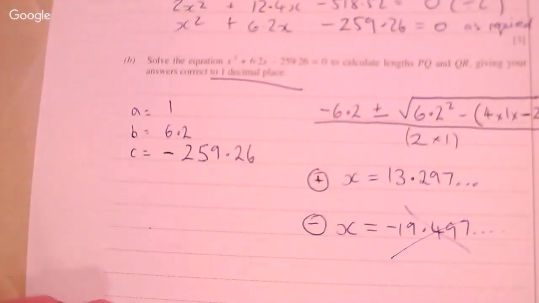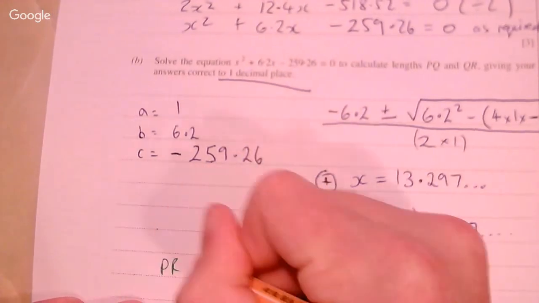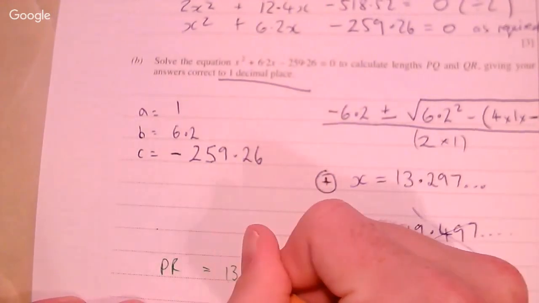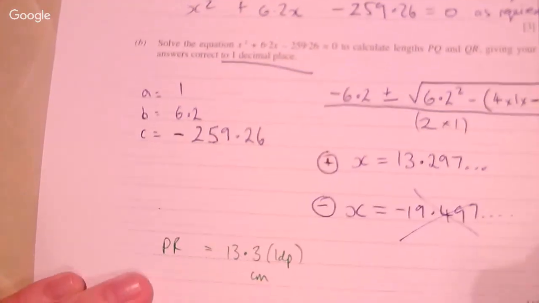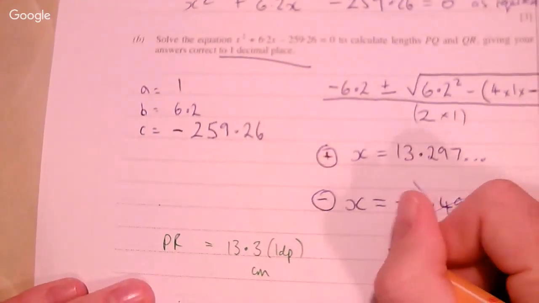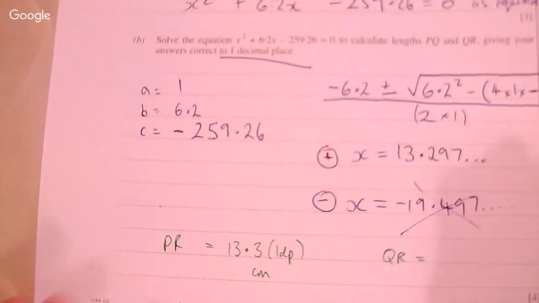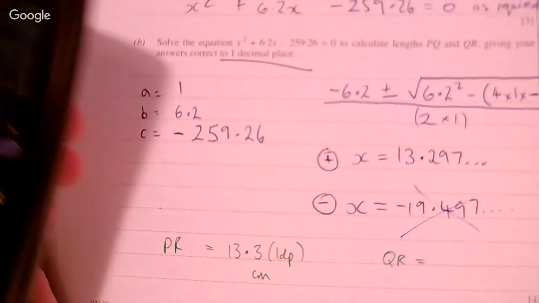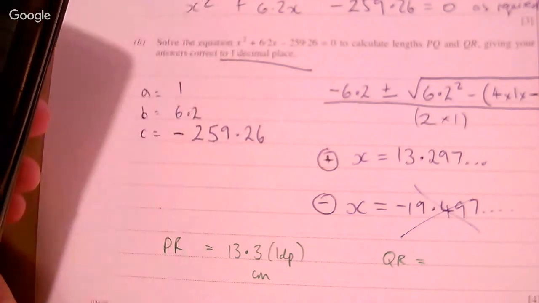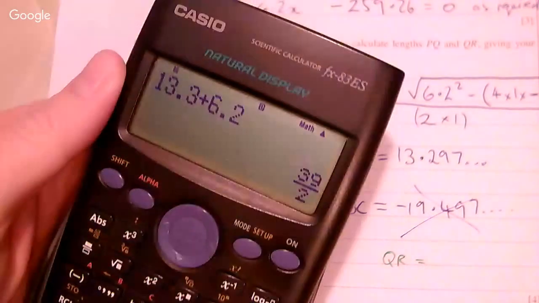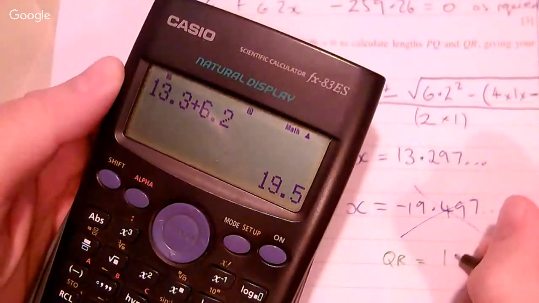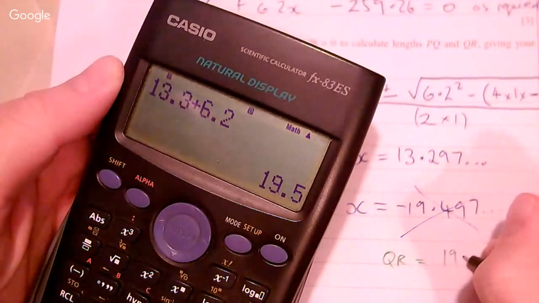So to work out the length of PR, well, PR was X, wasn't it? So it'd just be 13.3 to 1 decimal place, centimeters. And for QR, that was X, but it was plus 6.2 because it was longer, wasn't it? So it's going to be 13.3 plus 6.2. So my answer for that is 19.5. So that was adding the two together, 13.3, add 6.2.